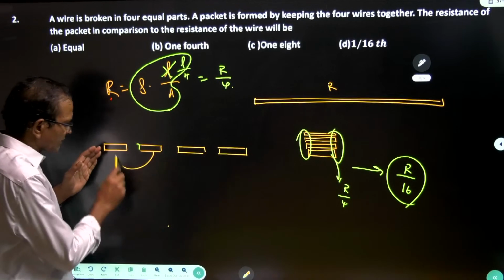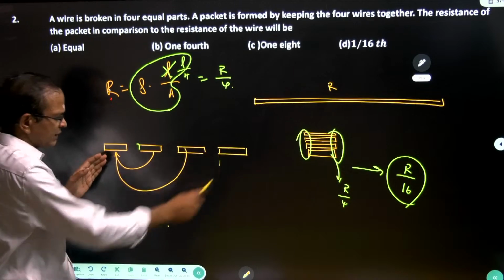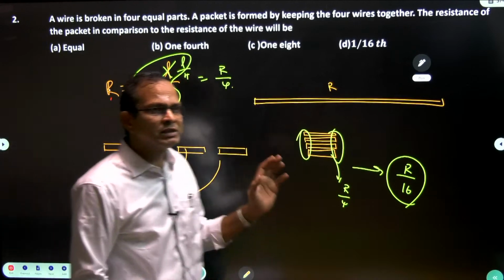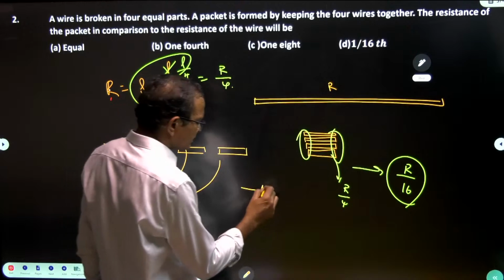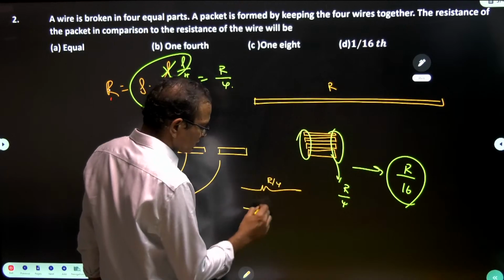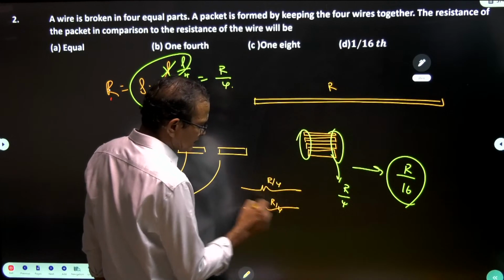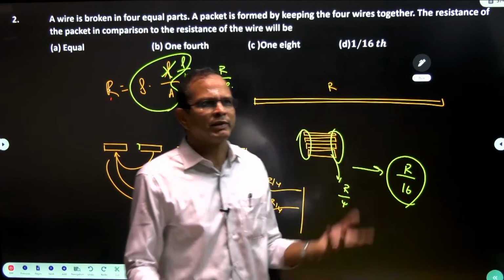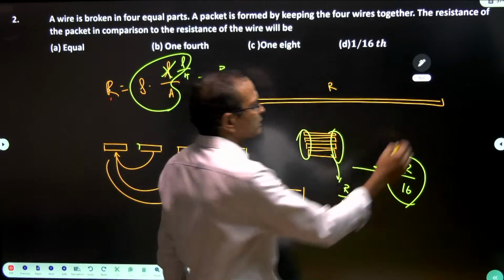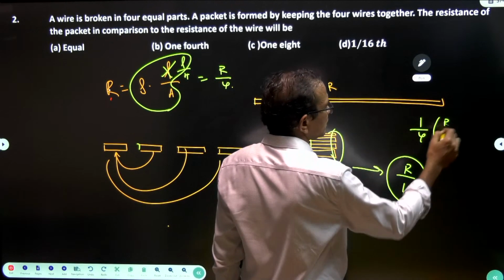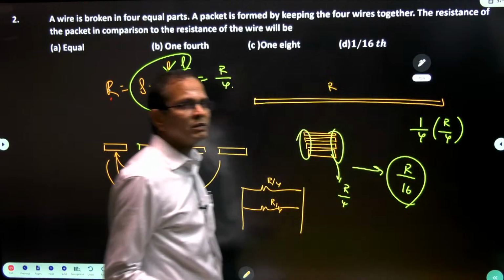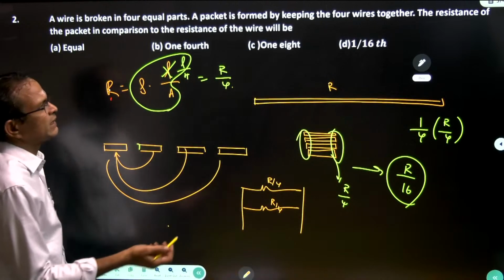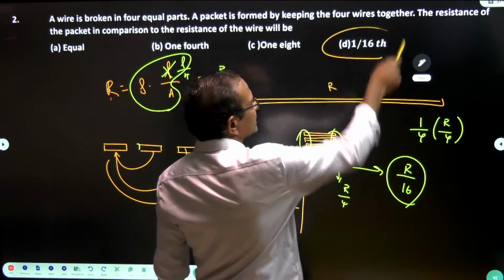Now, you bring it here and keep it, bring it here and keep it, bring it here, and you make a bundle. Now, in this bundle, this is R by 4, and they are parallel. Exactly, all the 4 become parallel, therefore, 1/4 of R by 4. In parallel, it will be R by 16. R by 16 is the final answer. You are right.